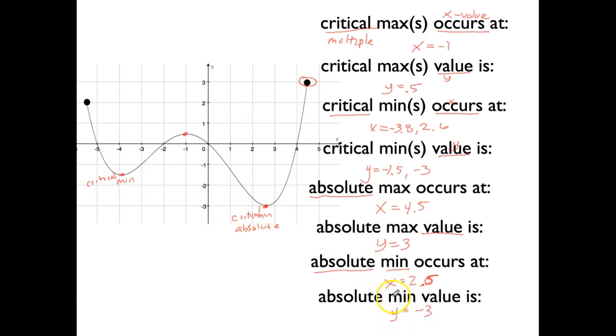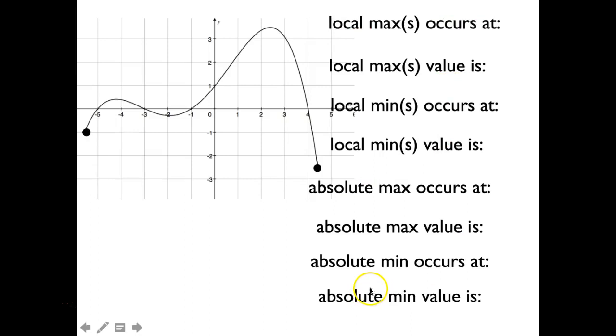Okay, let's do one more graph if you don't get it, so you can do the worksheet. If you look at this, let's label some stuff here before we even start reading. These are our endpoints. They're closed, right? This is a continuous function. It doesn't break. This does not count as a critical min because it didn't go from decreasing to increasing.